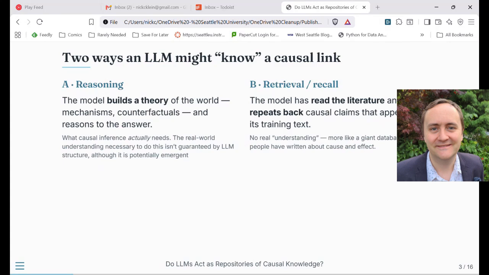The other way that we can think of large language models as being able to do this is as a form of retrieval or recall, right?